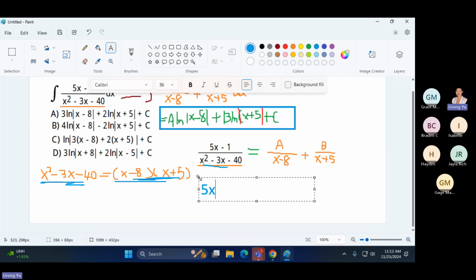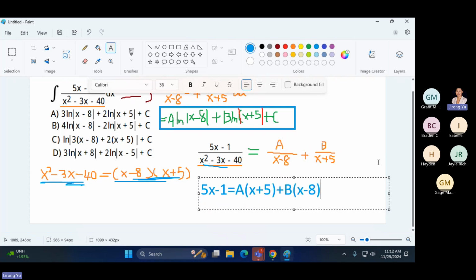We have 5x minus 1, which is equal to a times x plus 5, because x minus 8 will be canceled with the denominator, so it doesn't have to show up in the numerator. B times x plus 5 will cancel x plus 5, and then you have x minus 8 left, because we're really multiplying by the denominator, which is the equation.